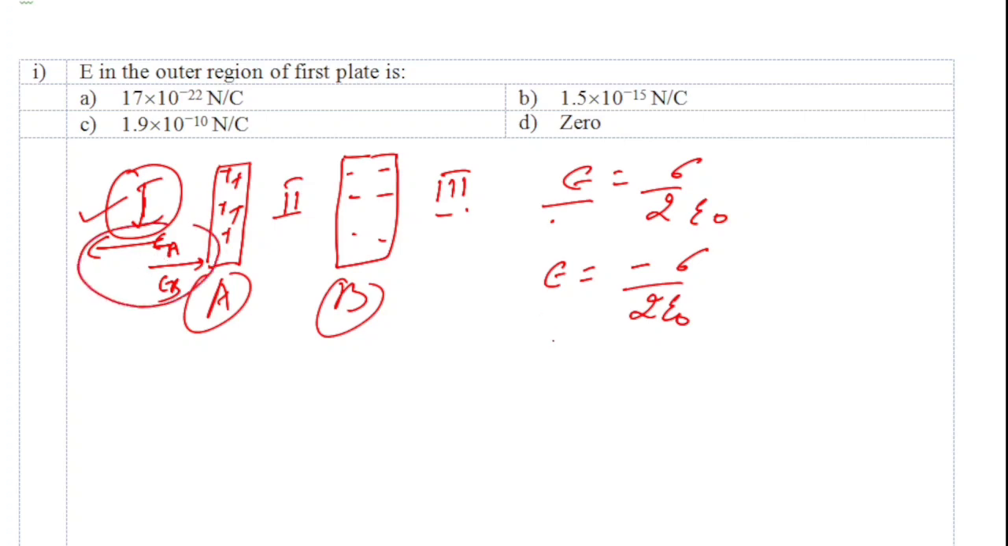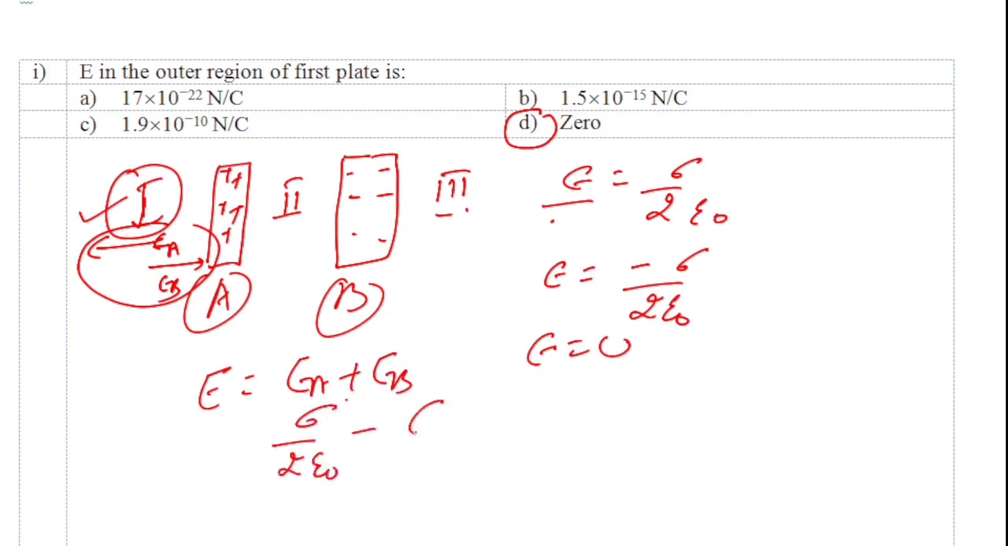So the net field is how much? Yes, very good. Option D is correct. The electric field outside this first plate is 0. Total electric field is EA plus EB, and both are the same but in opposite directions. EA is sigma by 2 epsilon naught. EB is minus sigma by 2 epsilon naught, and the total electric field is 0. In this way you solve this question. Hope it's clear to all of you.